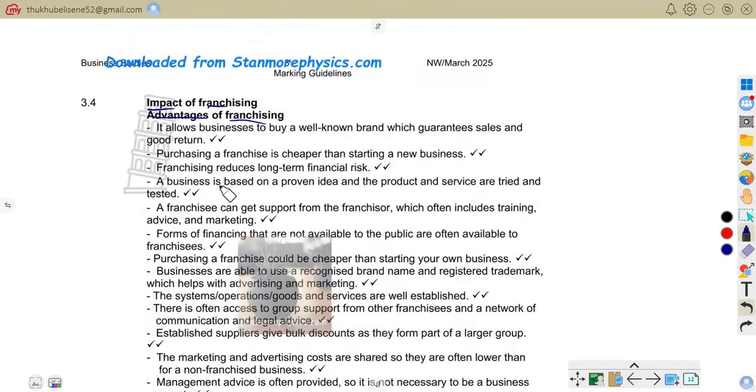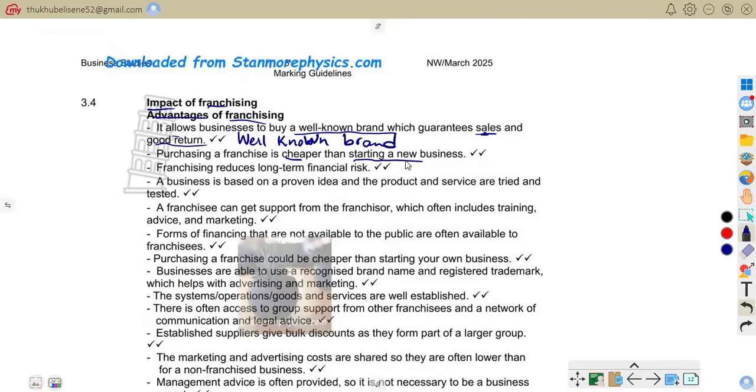As it says, it allows a business to buy a well-known brand which guarantees sales and good return. With a well-known brand, franchisees, those who buy the franchise, benefit from an established brand name. Purchasing a franchise is cheaper than starting a new business. That is true.